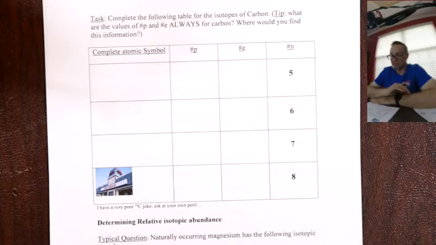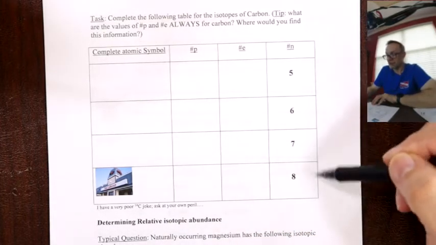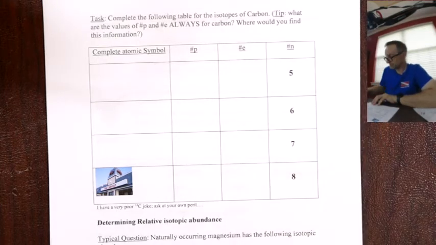So looking at carbon. Carbon, it turns out, has 4 isotopes. No more, no less, 4 isotopes. All right, let's get my clock out here so I can see where we are.